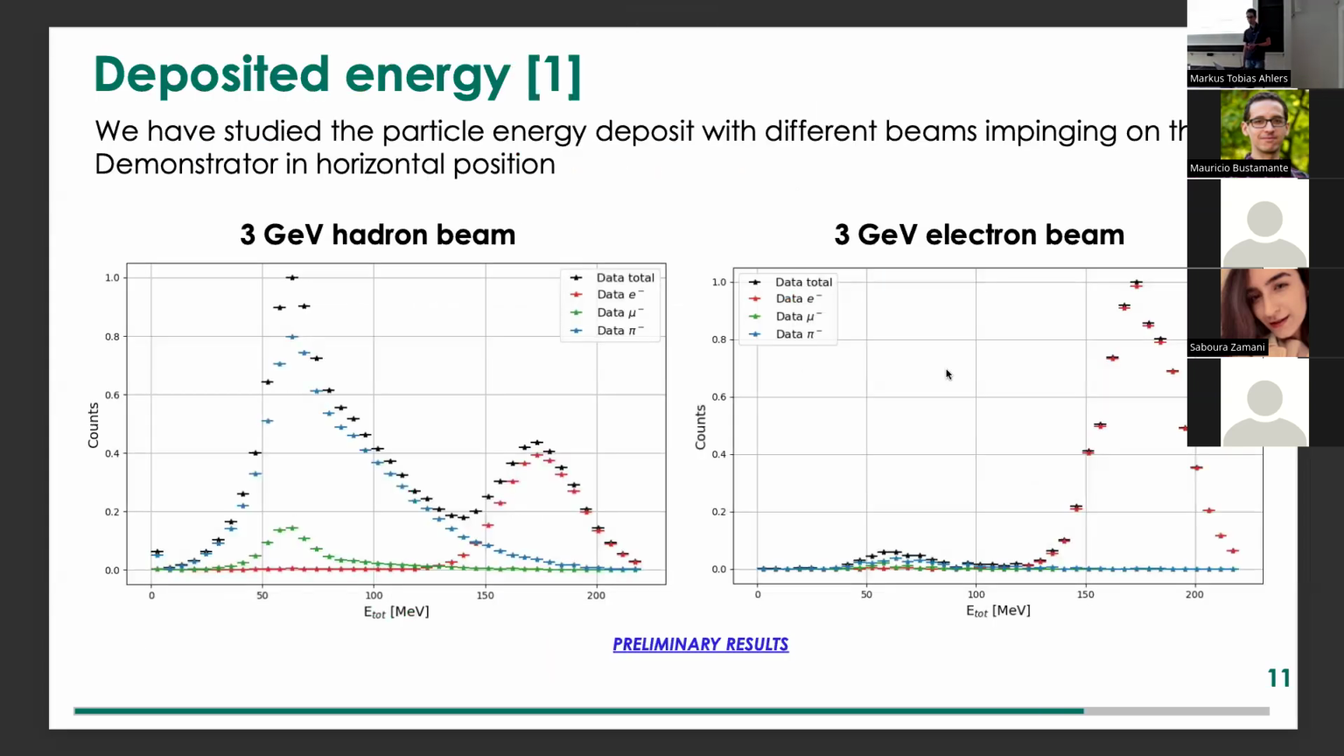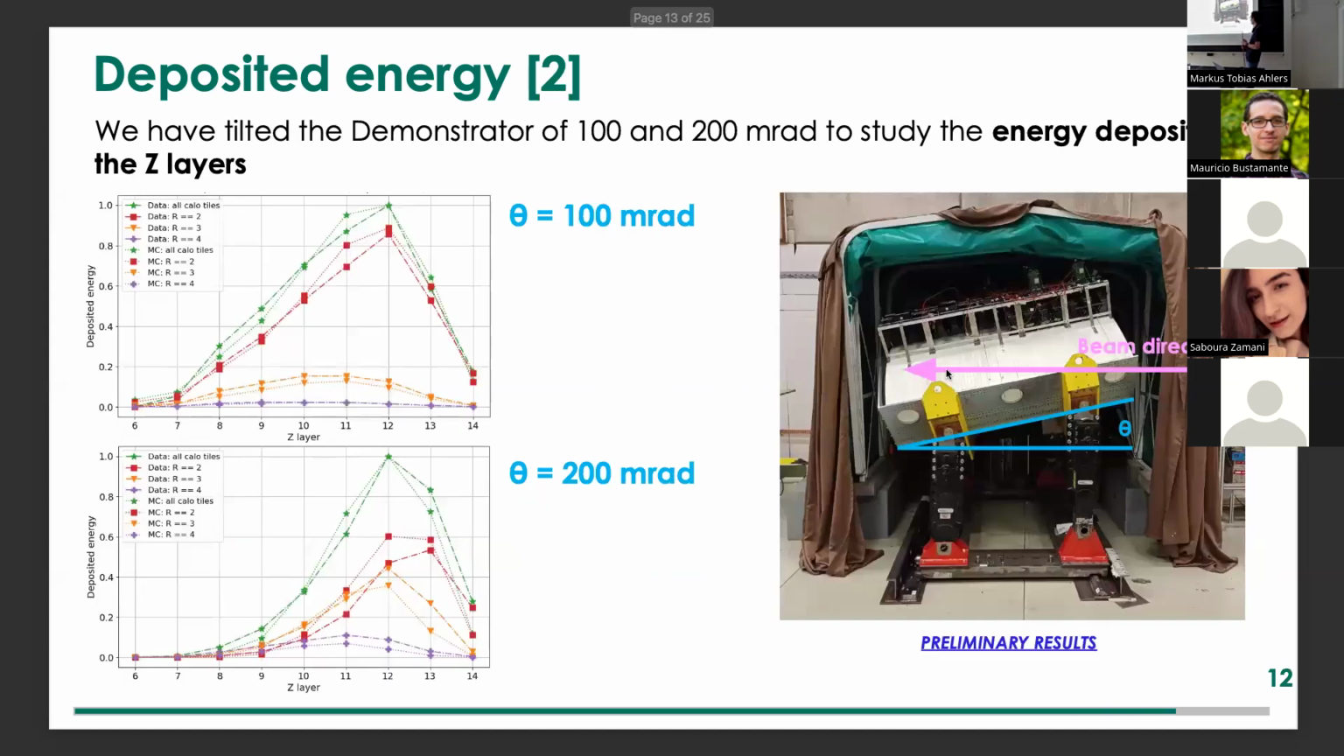Another type of particle discrimination is with, for example, two different beams impinging on a horizontal position of our demonstrator. And we can see that we can also select the electrons' energy deposition instead of, for example, pions or muons in a hadron beam. Or even if we have an electron beam, we can see that there is a component of muons and pions with this analysis.